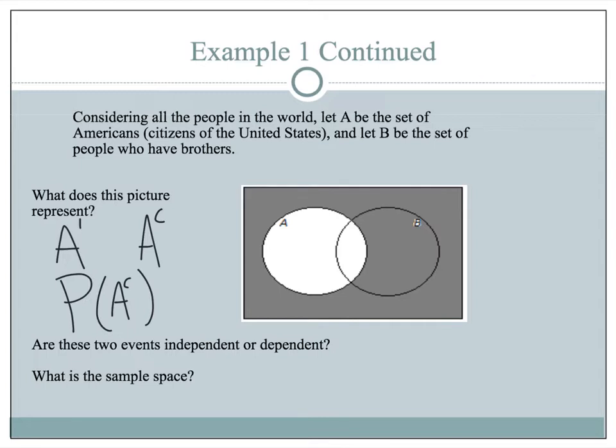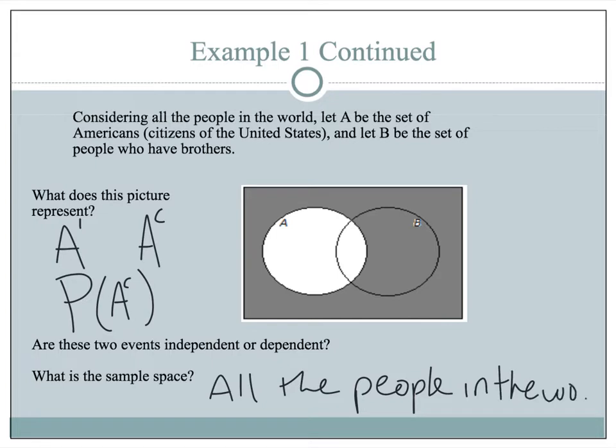Now what is a sample space? Well, the sample space is everything, or all the people in the world.